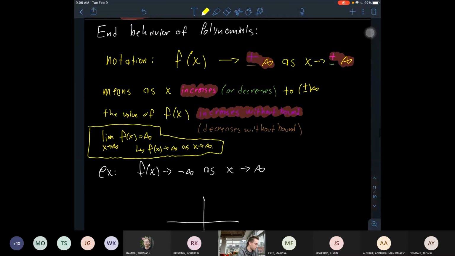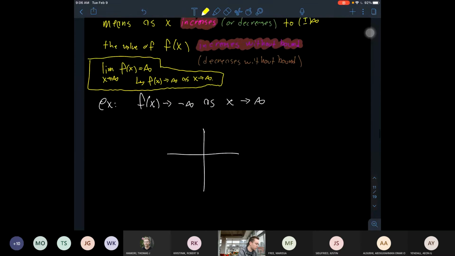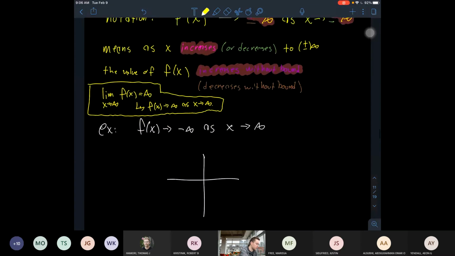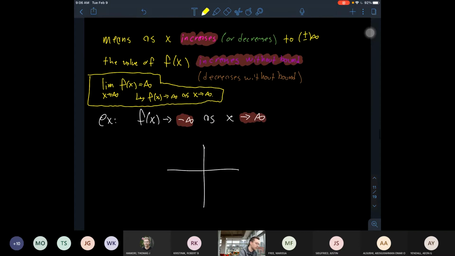Okay, so that's notation. So let me draw really quickly what this one means. Here we have f of x going to minus infinity as x goes to positive infinity. And what end behavior tells us about is really just what's happening to the graph really, really far to the right. The only thing that I can really establish about this polynomial is that way to the right, we're going down, down, down forever.